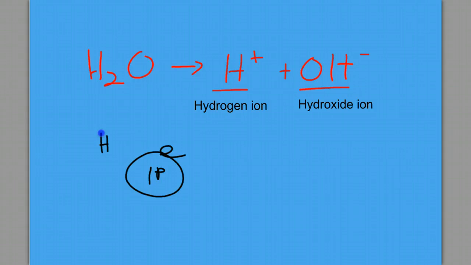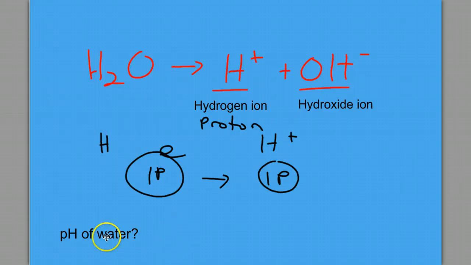That's the atom, and to make it an ion, it's a positive charged ion, so it must lose the electron. So to go from H to H plus, we have to lose the electron, and all we're left with is a proton. So a hydrogen ion is a proton.